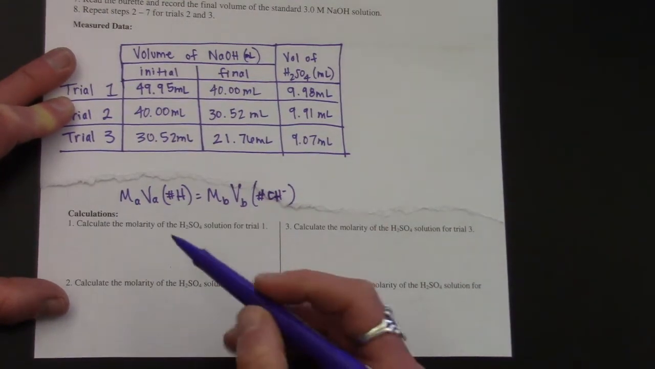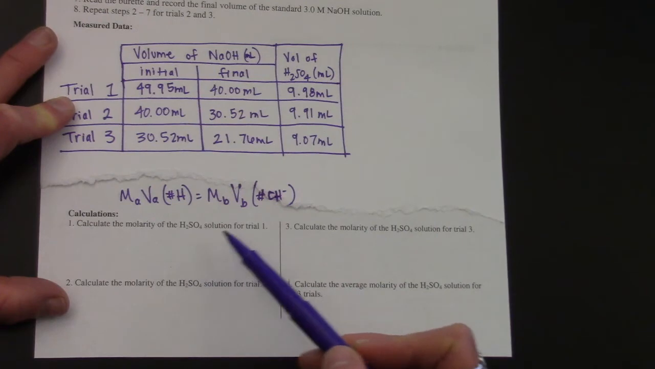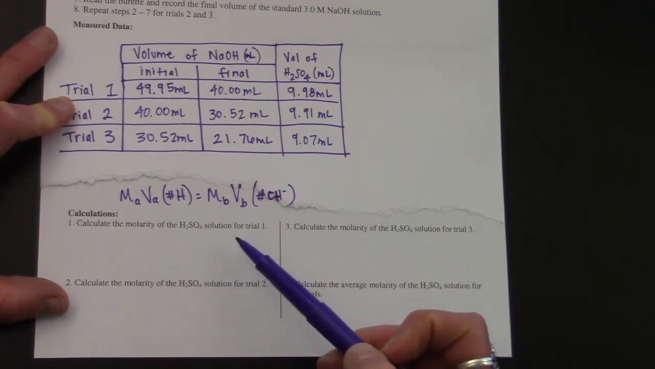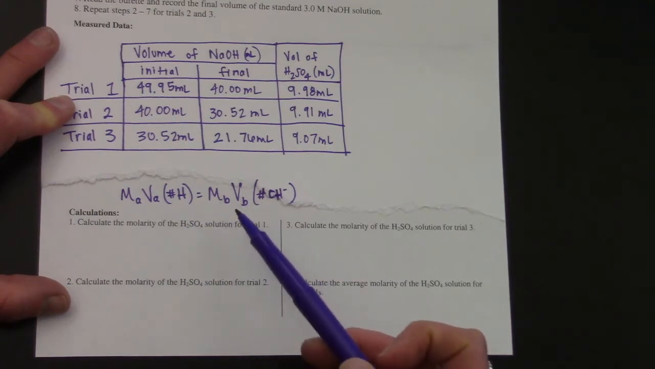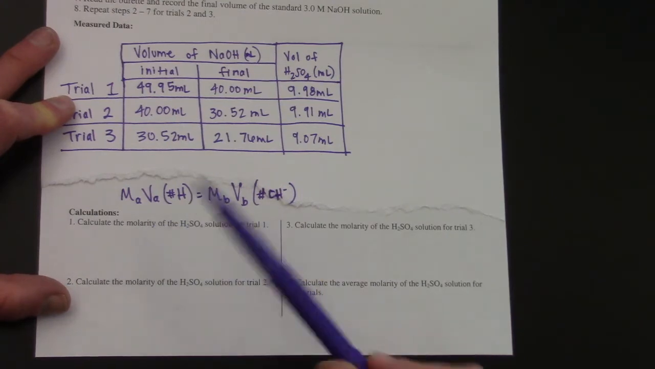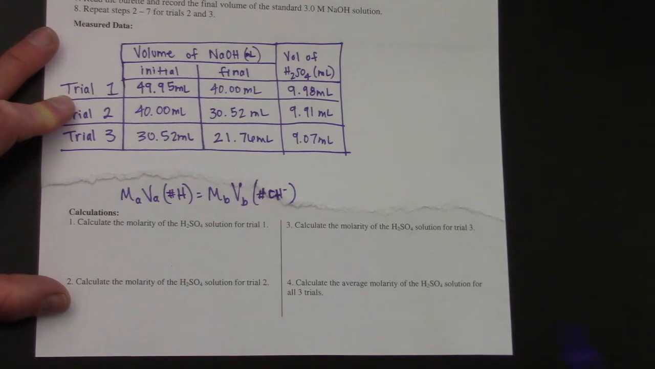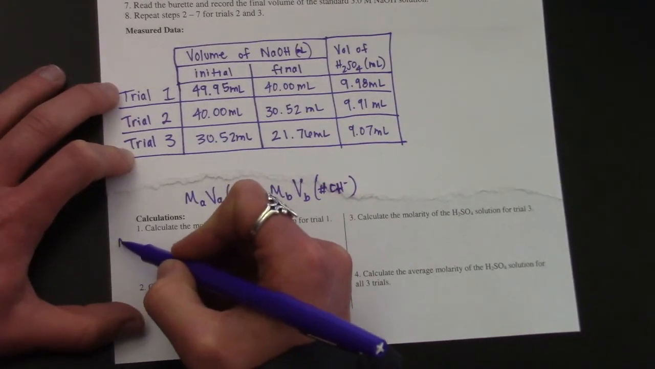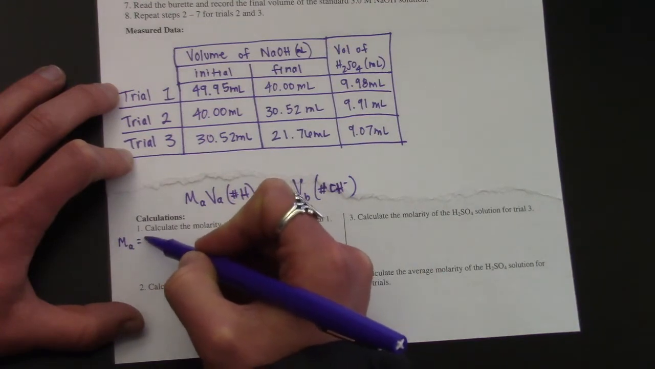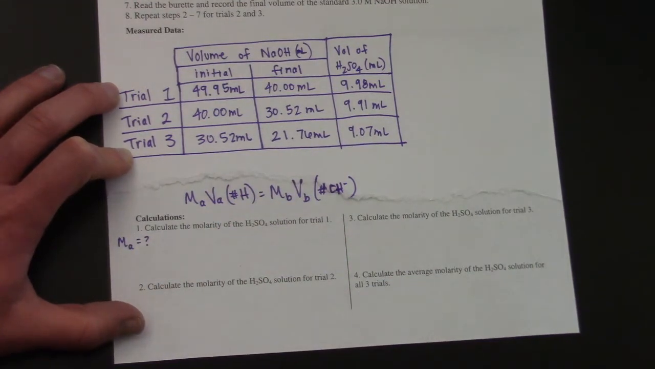Okay, so to calculate the molarity of H2SO4 for trial 1, we need to have 3 of these things and solve for the missing one. Actually, since there are 6 things, we need to have 5 of these things and solve for the 6th one. So let's write down what we know. MA, we don't know. That's what we're looking for.